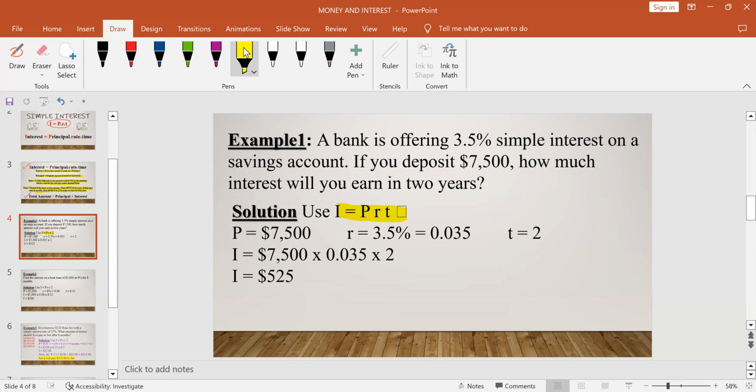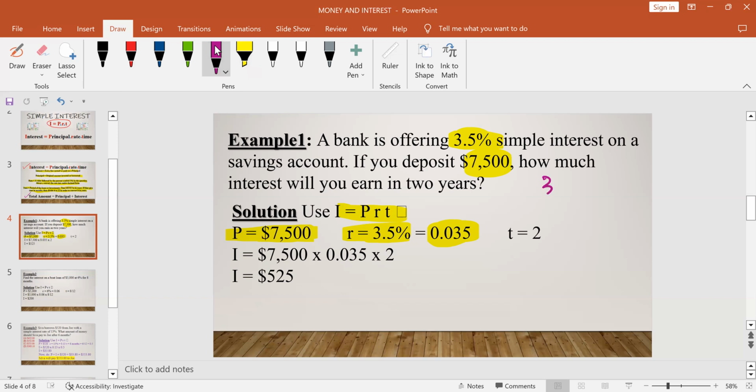So in the problem, what is the principal? That's the deposit amount, so 7,500. And what is the rate? We said before that the rate is followed by the percent symbol. So when they say 3.5%, that's the rate. Again, remember, we said that you don't leave the rate like that. You have to convert it to decimal form. And you have to understand that every time you have something percent, that means over 100.